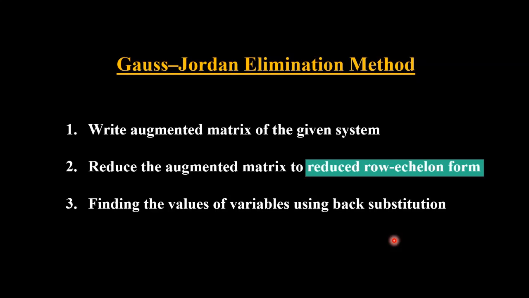In the Gauss elimination method, we convert our augmented matrix into row echelon form, then we find the values of variables using back substitution. But in the Gauss-Jordan elimination method, our final matrix is in reduced row echelon form, so there is no need of back substitution.